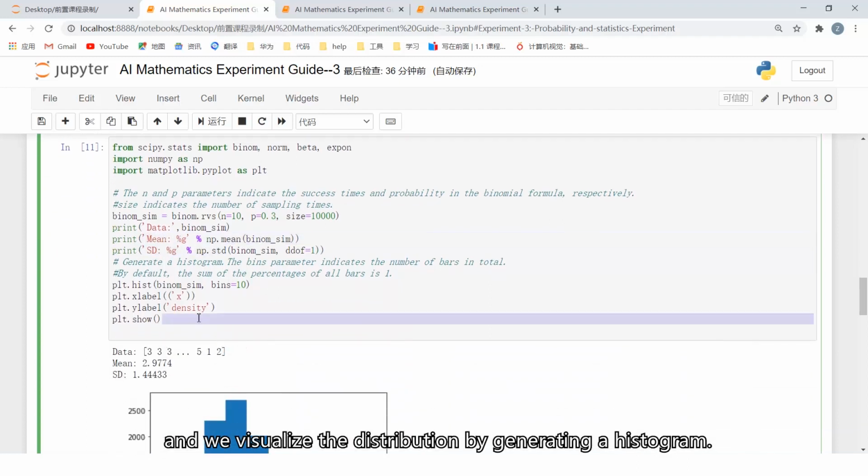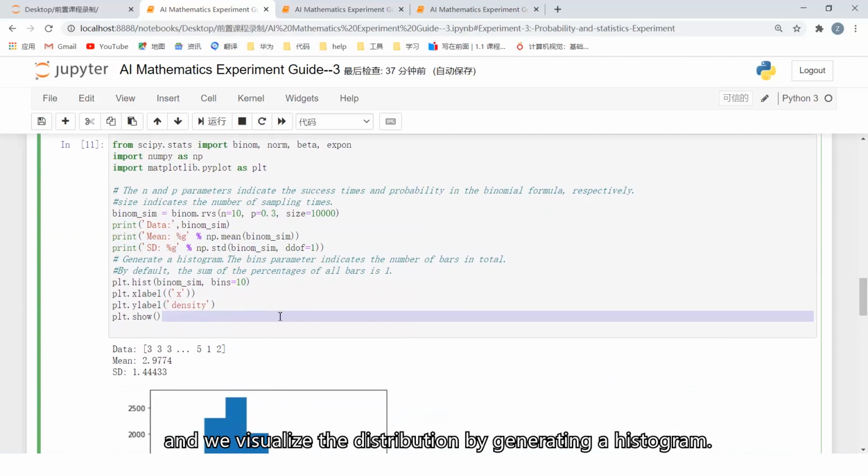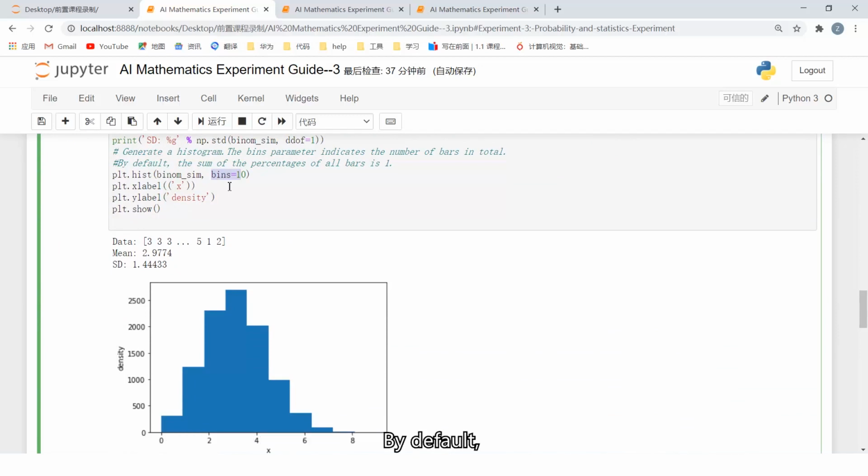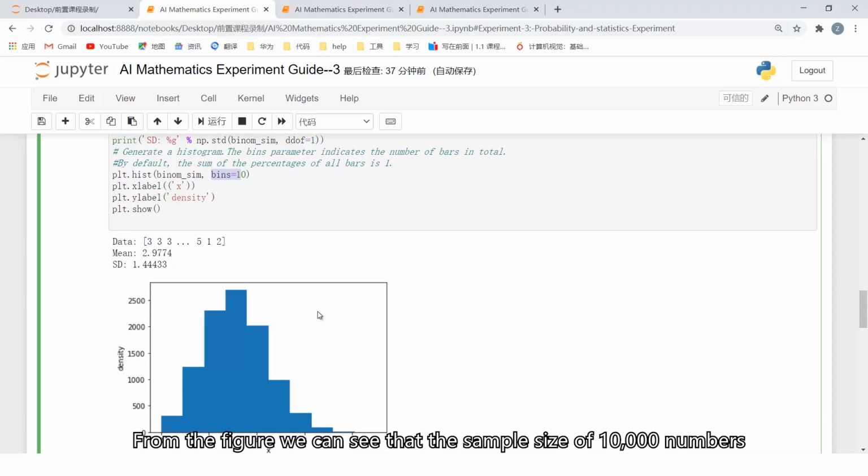And we visualize the distribution by generating a histogram. The bins parameter indicates the number of bars in total. By default, the sum of the percentages of all bars is 1. From the figure, we can see the sample of 10,000 numbers complies with the binomial distribution.